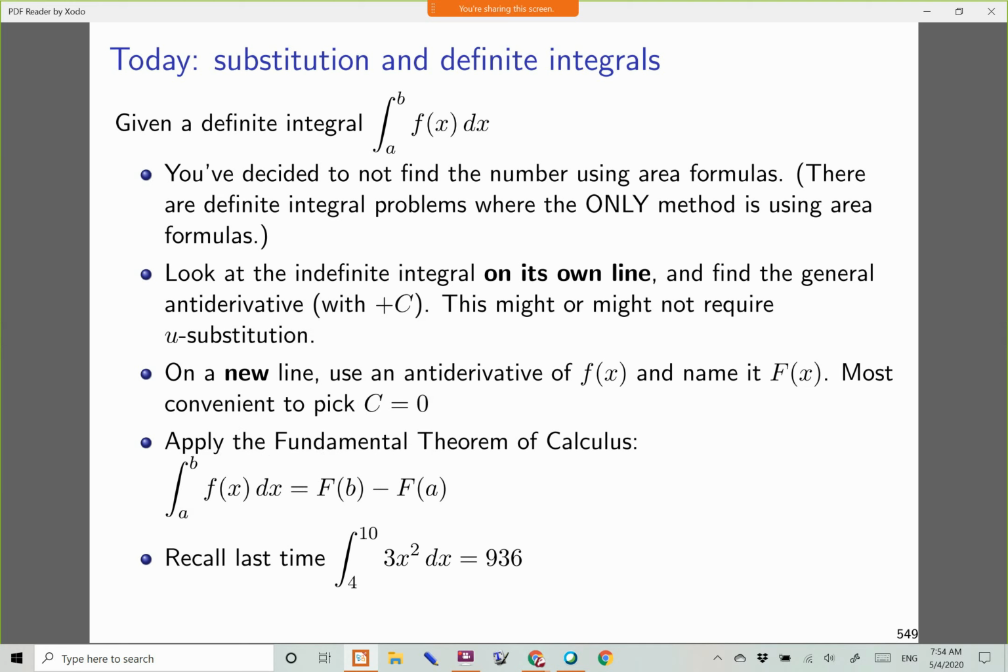So this is the first use of the fundamental theorem of calculus we had last time. This is going to be useful today, so I'd make sure to write this down if you don't have it written down from last time. Integral 4 to 10 of 3x squared dx equals 936.